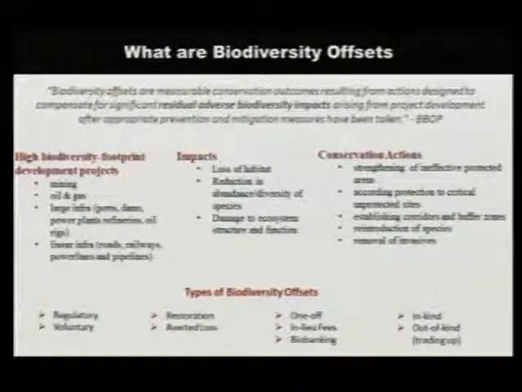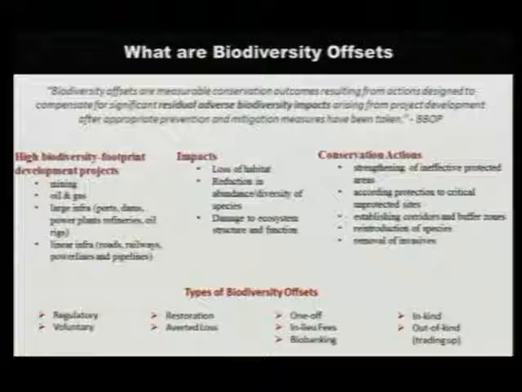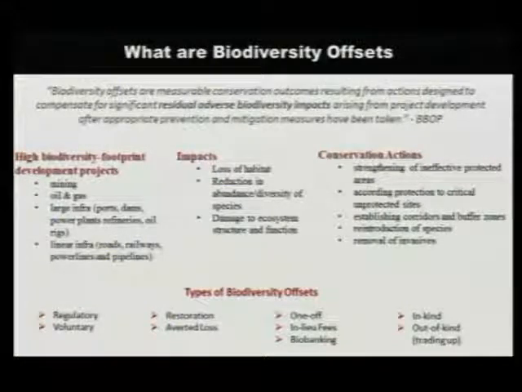The key phrase here is residual adverse biodiversity impacts. Okay, so I'll try to expound on what biodiversity offsets really are, taking a cue from this definition. Biodiversity offsets are nothing but conservation benefits which result from measures undertaken by companies to mitigate or compensate for the impact that they are causing on biodiversity through their activities.